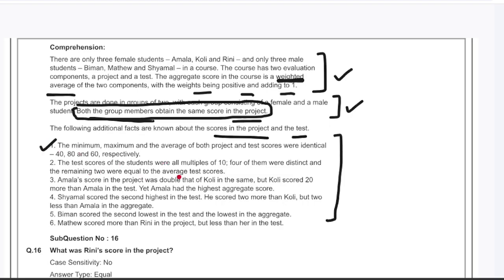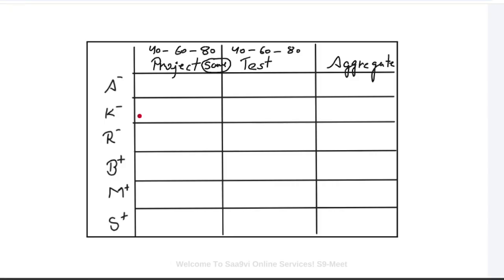The test scores of the students were all multiples of 10. Easy to remember. 4 of them were distinct, and the remaining 2 were equal to the average test score. Now that means in the test score, there are 4 people who have distinct numbers and 2 have equal to 60, because they said that is equal to the average score. Let's go to the next line.